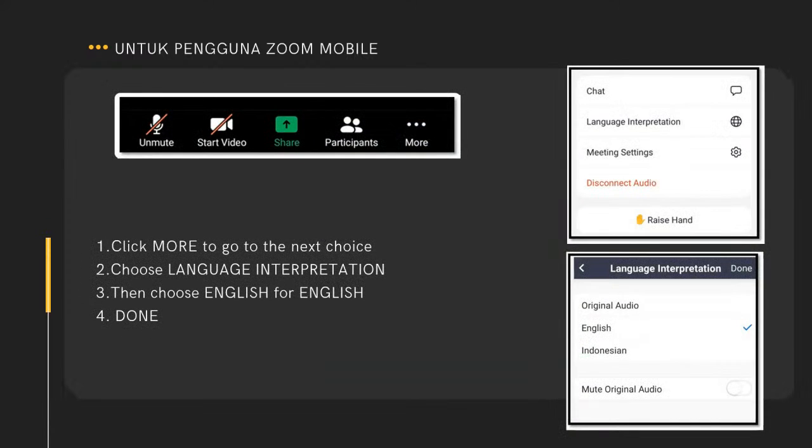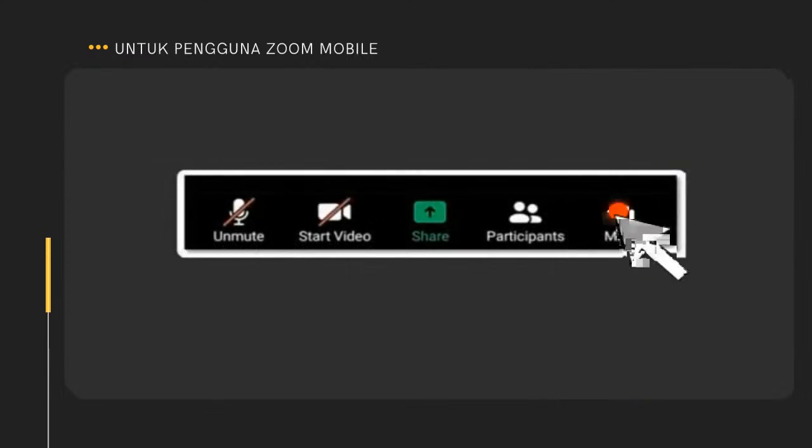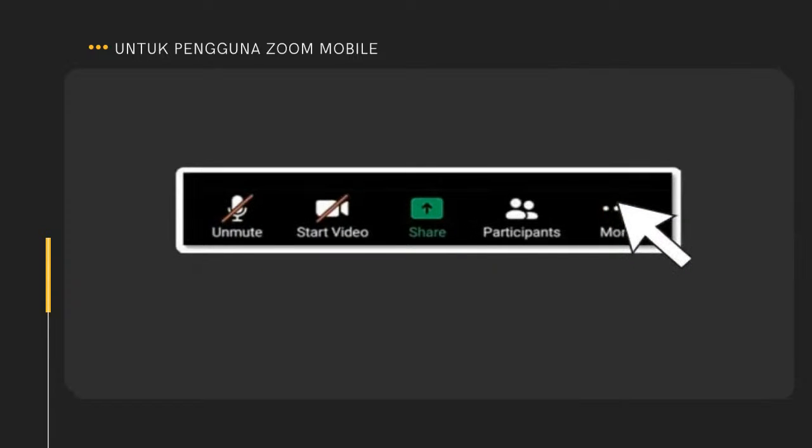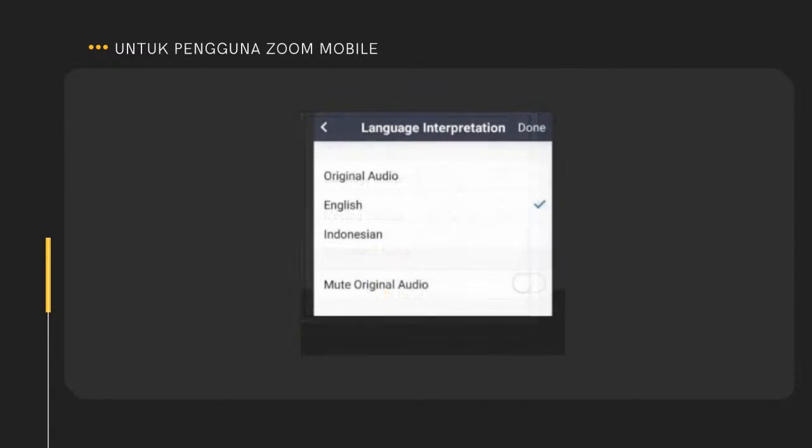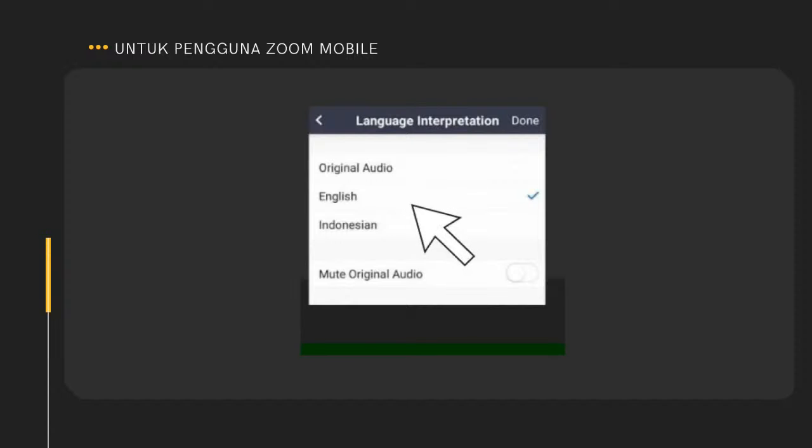For Zoom mobile users, click More to go to the next choice. Then, choose Language Interpretation. Then, choose English for English.